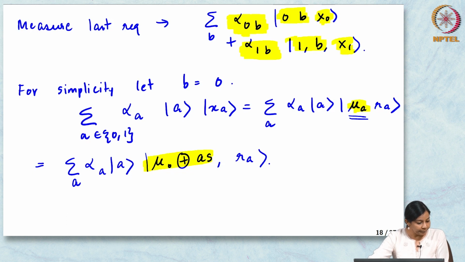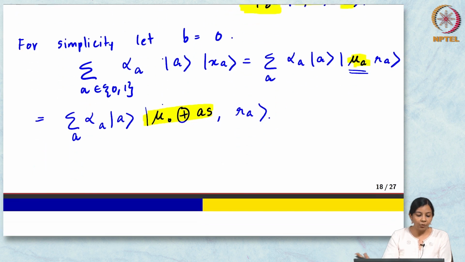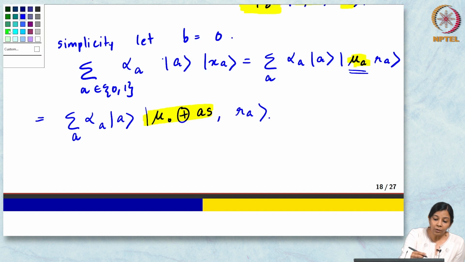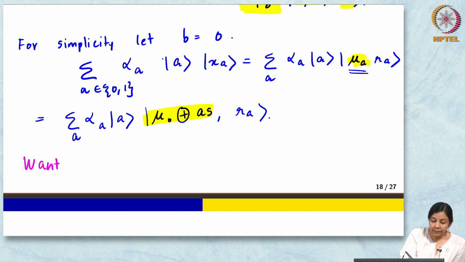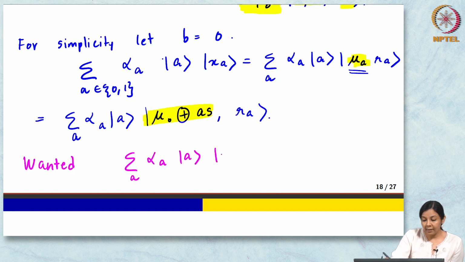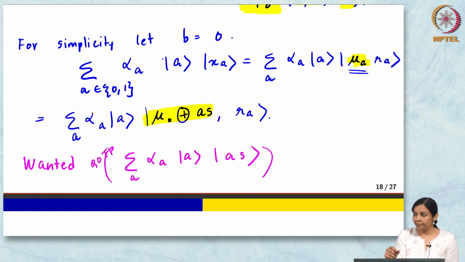So, in fact, remember what is it that we wanted. We wanted a summation alpha A S, right. Remember, it was B XOR AS, but now we have removed the B. Okay. So, what is it that we wanted? We wanted something like this, right. We wanted a summation over A alpha A, you know, AS. We wanted something like that. Of course, we wanted this to be encrypted using QOTP. Okay. But this is essentially the state we wanted.